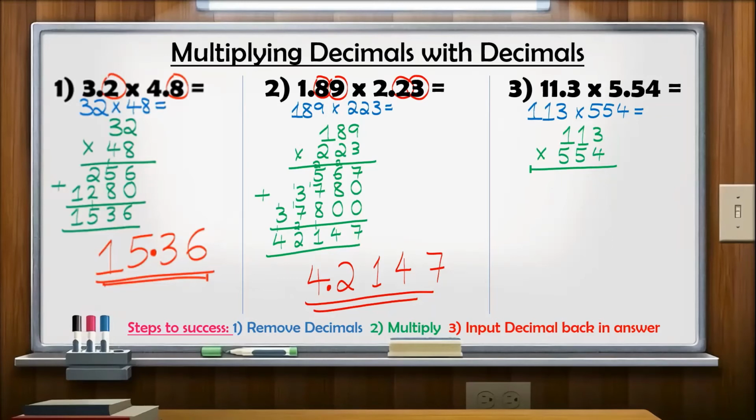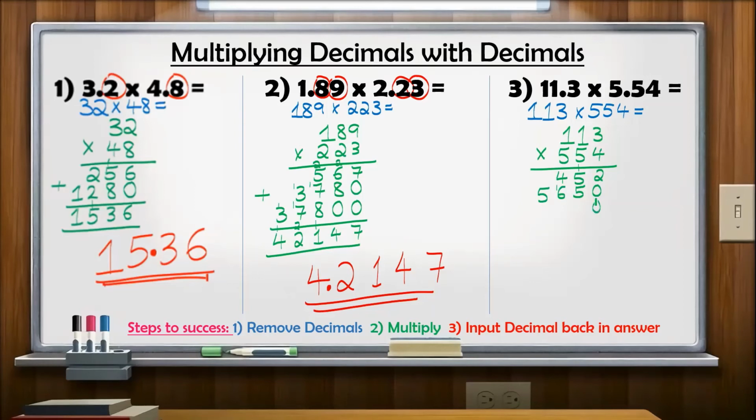So 4 times 3 is 12. I put my 2 here and carry over my 1. 4 times 1 is 4, plus the 1 is 5. 4 times 1 again is 4. Moving on to the tens, I put 1 placeholder here. 5 times 3 is 15. I put my 5 here and carry over the 1. 5 times 1 is 5, plus the 1 is 6. Then 5 times 1 is 5.